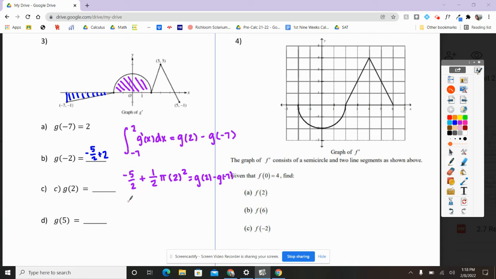So then here, I'm going to have -5/2. This is going to simplify to 2 pi equals g of 2 minus 2. So my final answer for this one will be -5/2 plus 2 pi plus 2.